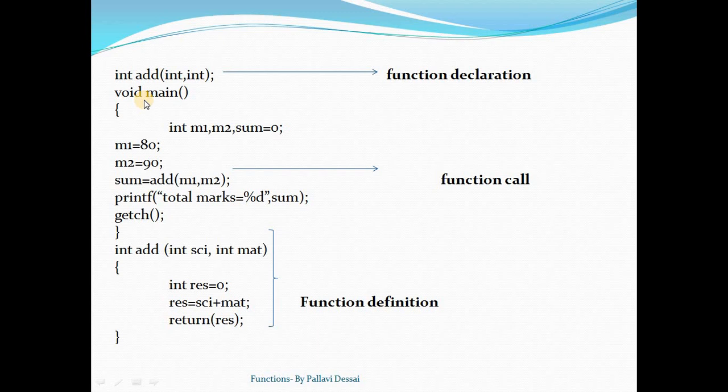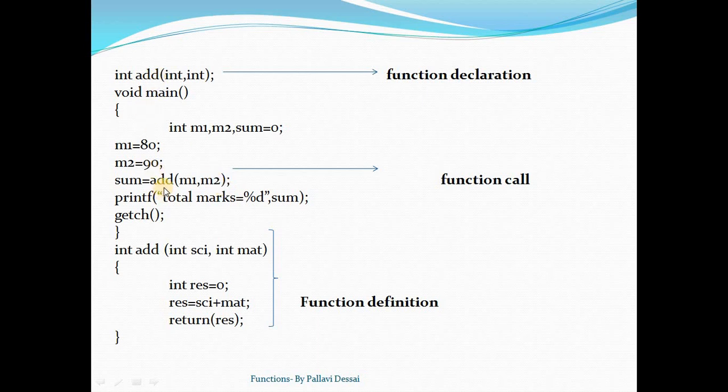Now we have our main function or our main program. We are going to use three variables: m1 to store marks of one subject, m2 to store the marks of second subject, and sum to store the total. Let the marks of first subject be 80 and the second subject be 90. Now I am going to use a user defined function add to calculate the total of these two marks. So here this statement is the function call. Okay, sum is equal to add(m1, m2).